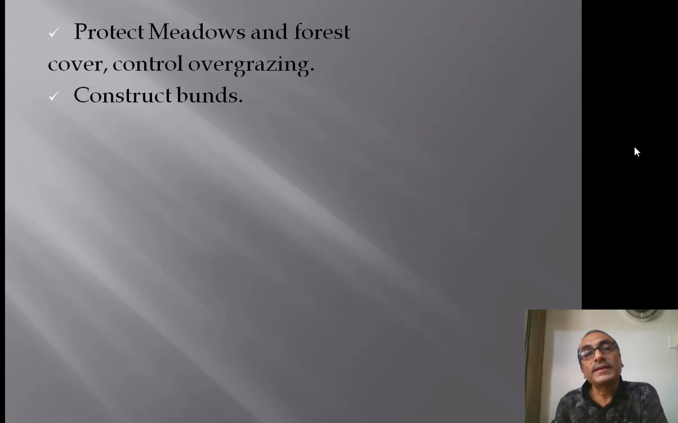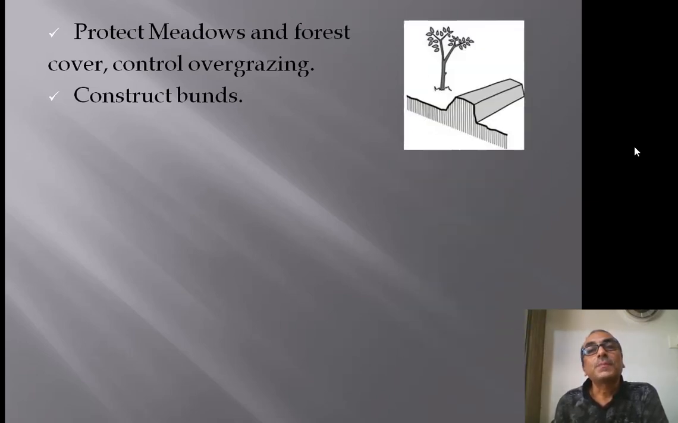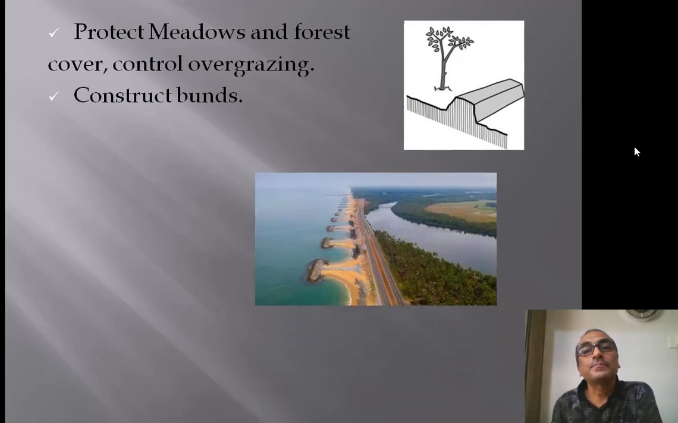Bunds are constructed in order to prevent the effect of flooding and destruction to the agricultural crop on the sides of rivers, lakes and ponds. It is done by constructing a barrier between the water body and the land area nearby, so that even if it floods, the devastating effect will not be seen.